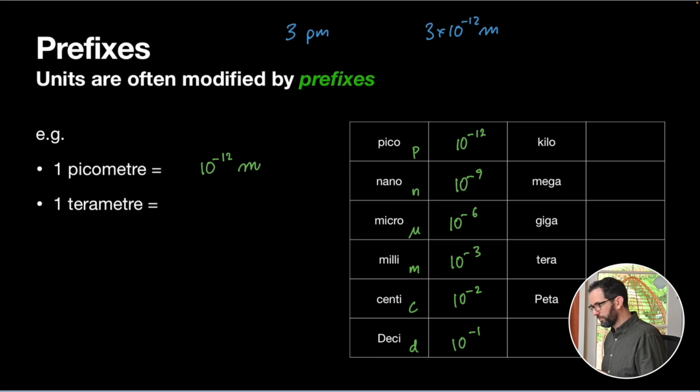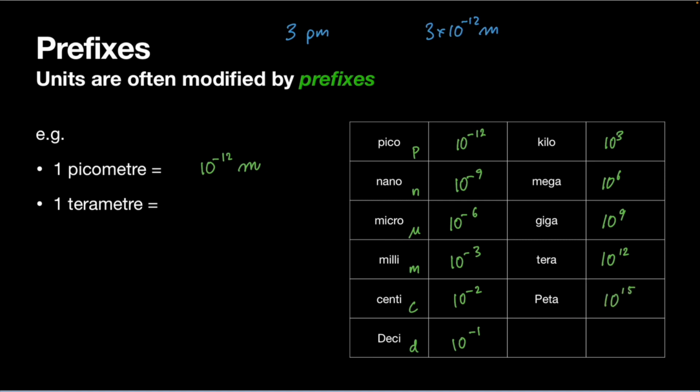And then we get into the ones that make things bigger. So kilogram, kilometer, 10 to the 3. Mega, 10 to the 6. And some of these you'll know about from computer storage: megabyte, gigabyte, terabyte. Giga is 10 to the power of 9. Tera is 10 to the power of 12, and peta is 10 to the power of 15. There are others, but you're going to cover pretty much all bases with these ones here. So 1 terameter is the same as 10 to the 12 meters.